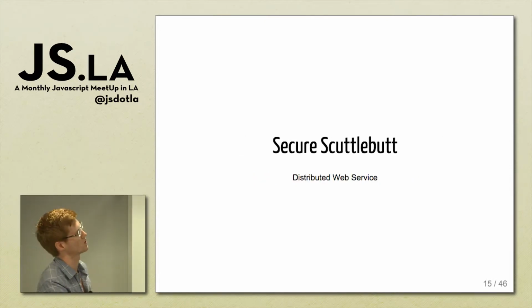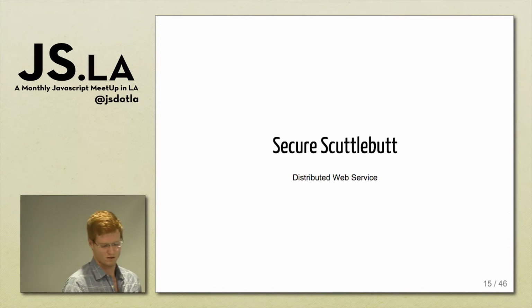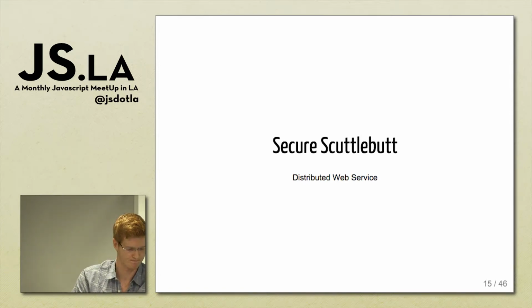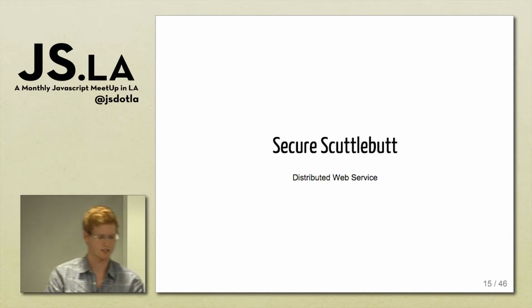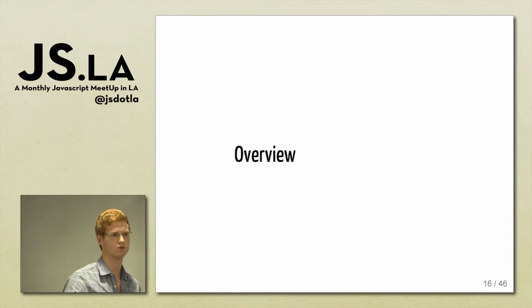And so that is what Secure Scuttlebutt is. It is a distributed web service, and specifically a data layer. And it lives on every user's device, runs independently of any central authority, and provides basically the same service that a central service would, but without the host. So that's the background to this project and how it came to be. Now let's talk about how it works.